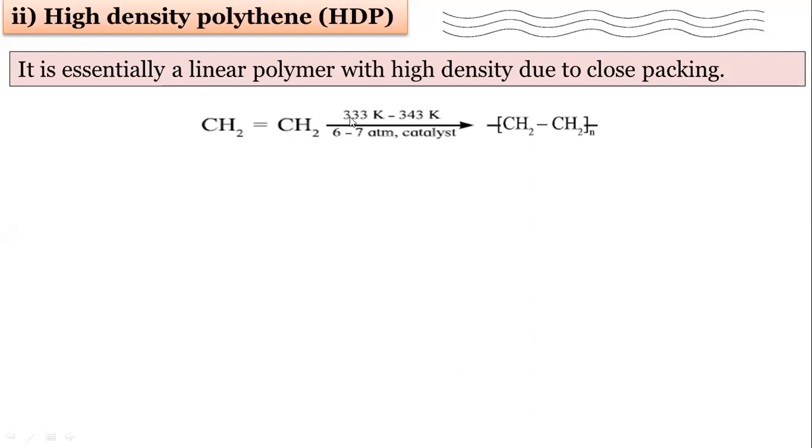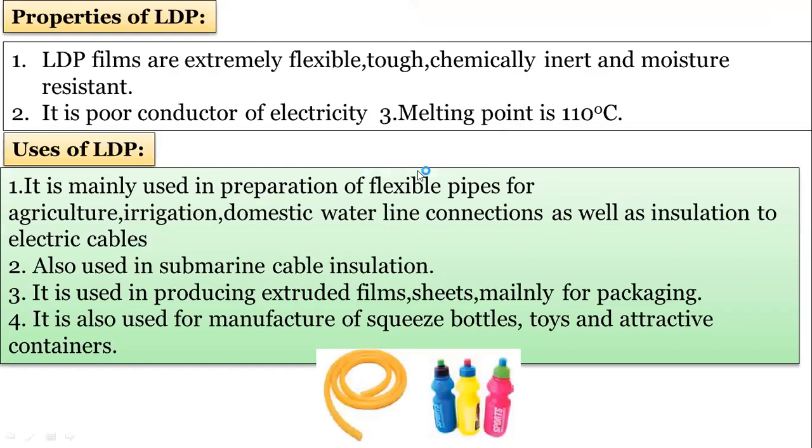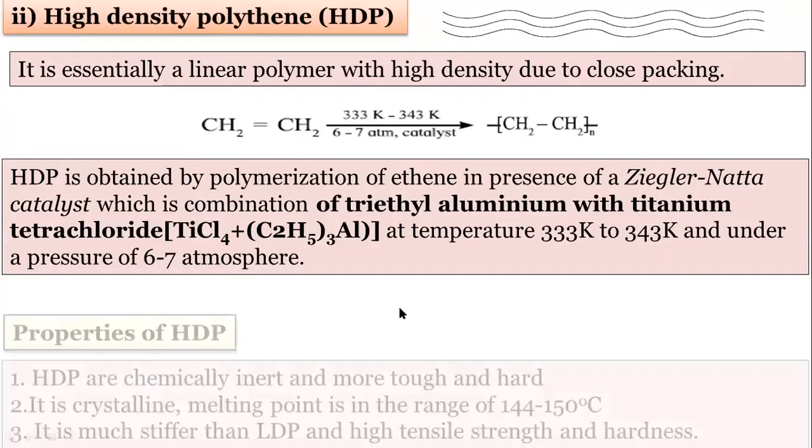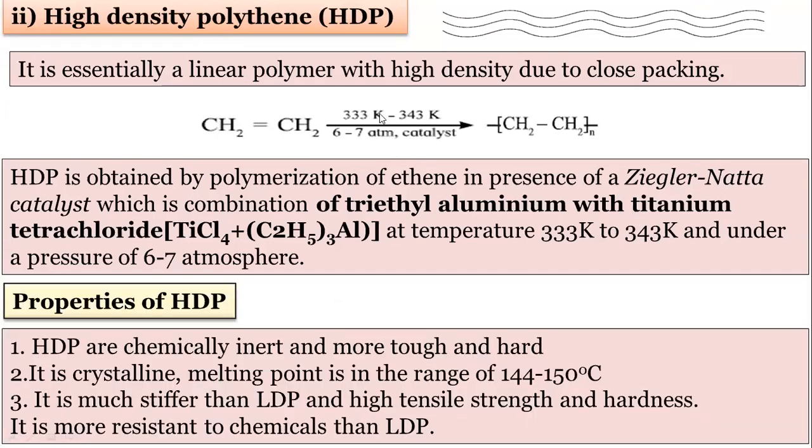See, the temperature is 333 to 343 K for high density polythene, and for the low density polythene, see the conditions here: the temperature is 350 to 370 K, and the pressure is 1000 to 2000 atmospheres. The pressure in high density polythene is only 6 to 7 atmospheres. And the catalyst used is very important here. The catalyst for the preparation of high density polythene is the Ziegler-Natta catalyst.